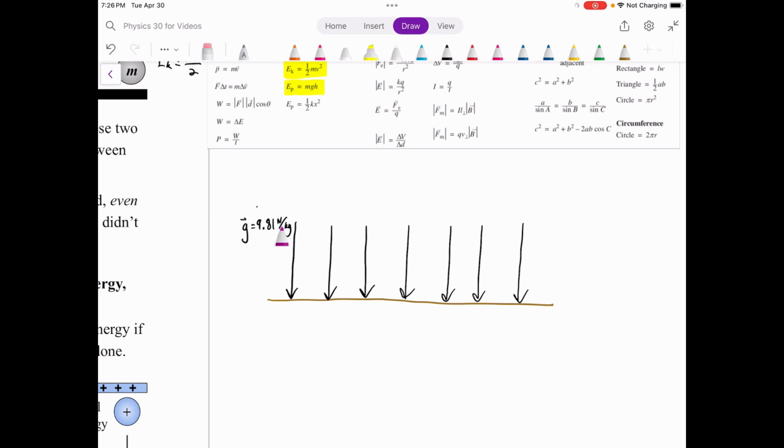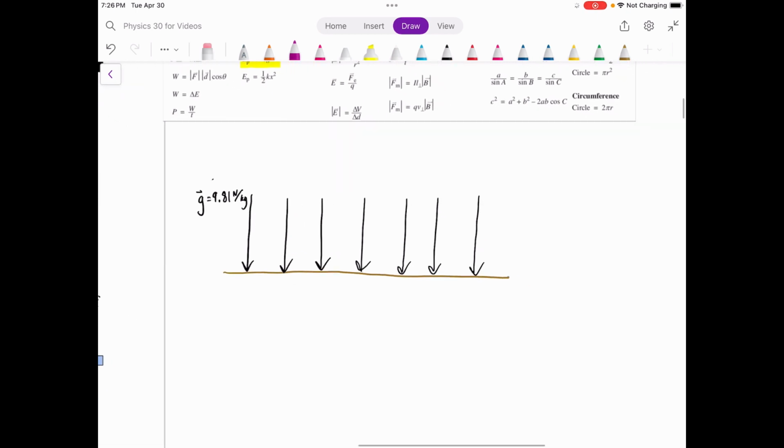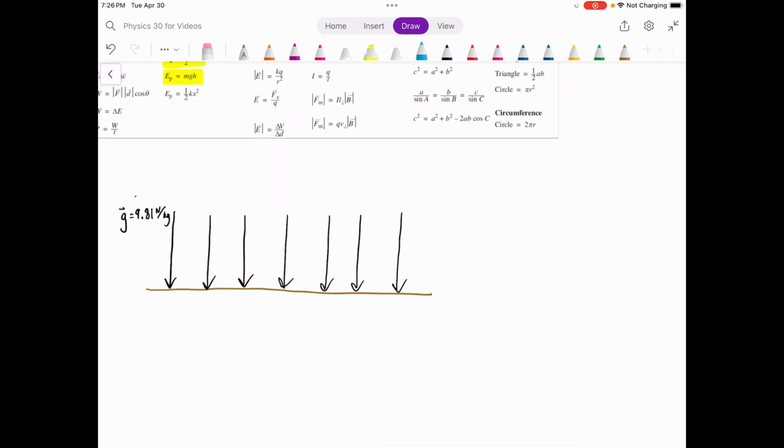Meaning 1 kilogram of mass feels that many newtons of force because of Earth's gravitational influence. Now, technically, Earth's gravitational field is not uniform. You know that, right? Uniform meaning it's not the same everywhere. We know that as we move further away from the center of the Earth, the gravitational field gets weaker. But if we're zoomed this far in, the gravitational field is essentially uniform. Technically, the gravitational field is a little bit weaker up here than it is down here, okay?